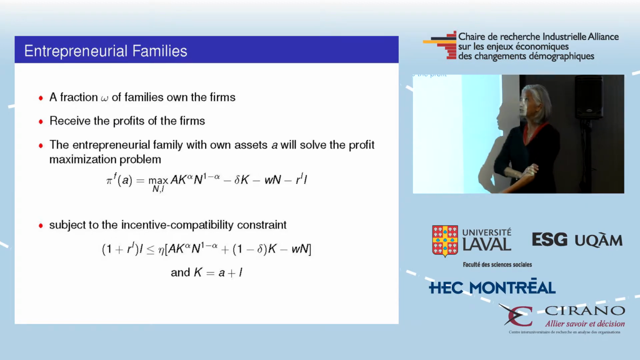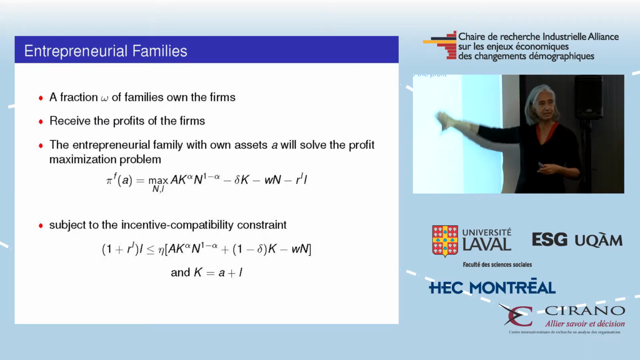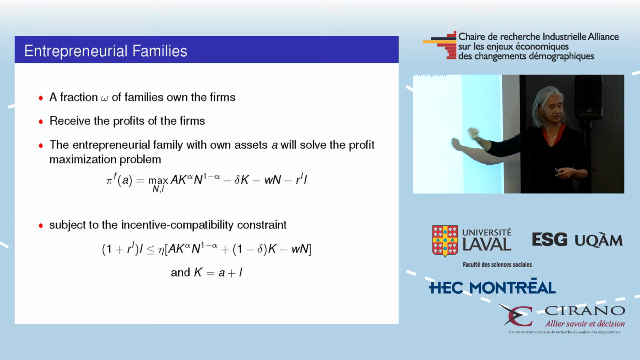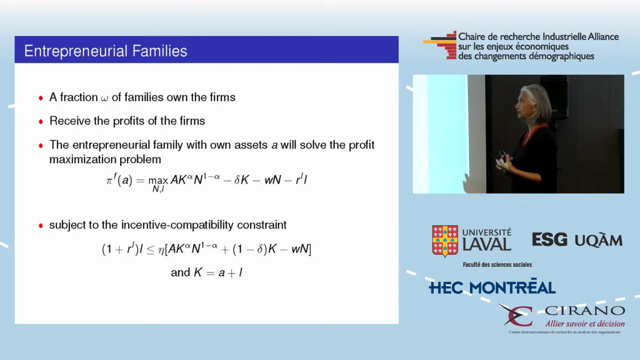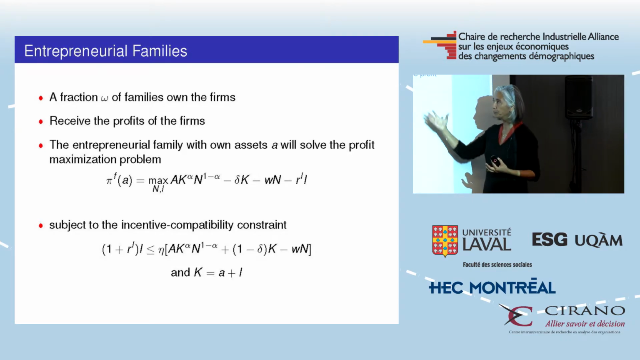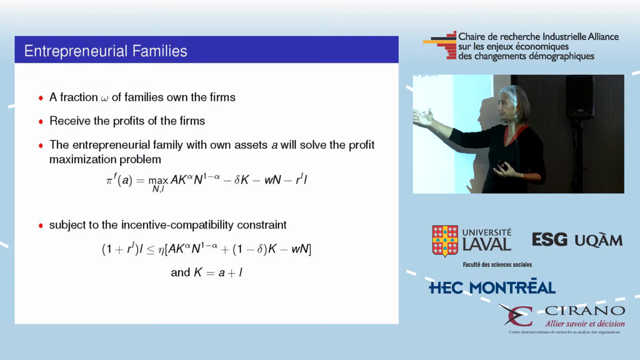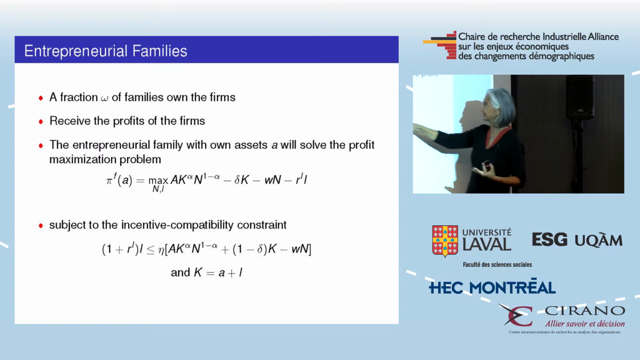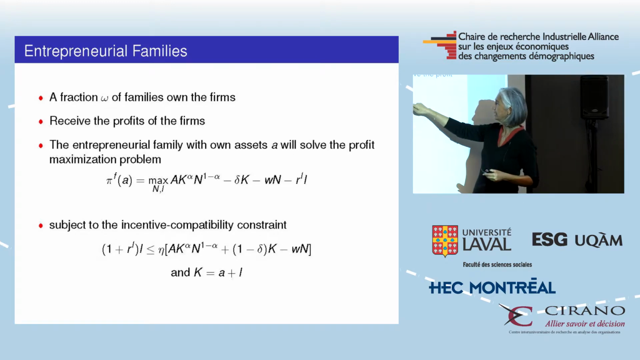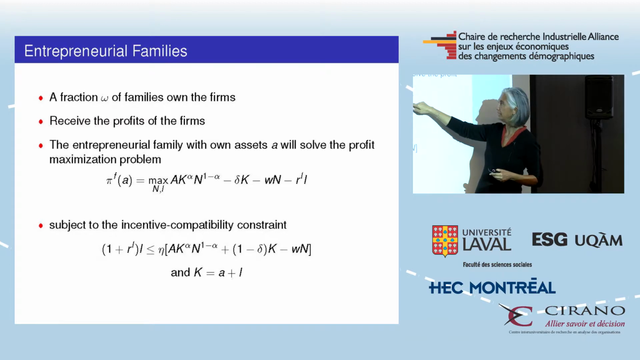So the entrepreneur, the entire production is going to be happening in this set of families who are owning the firms. They are going to receive the profits of the firms, and the firm profit maximization will determine how much to borrow, basically. So what is important here is the loans that they borrow at the rate RL. In equilibrium, this is going to be the same as the deposit rate.